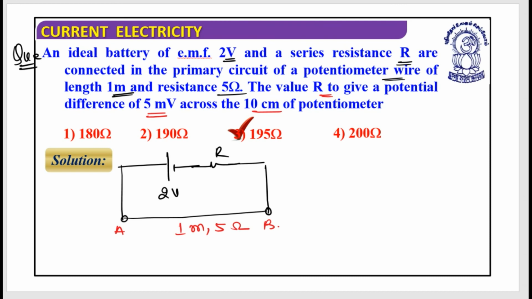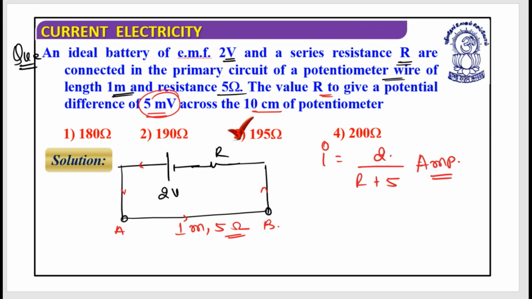So how can you do this? First, let's calculate the value of the current that can be passed through this circuit. I is equal to 2 divided by the resistance R plus 5 ohm. So this is the current that is going to pass through the circuit. Now, I require a potential difference of 5 millivolt across 10 centimeter of the potentiometer.